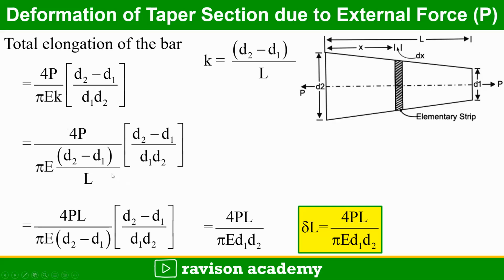On rearranging, we will be getting the final equation, the total elongation of the taper section due to the external force equal to 4PL divided by pi E d1 d2.